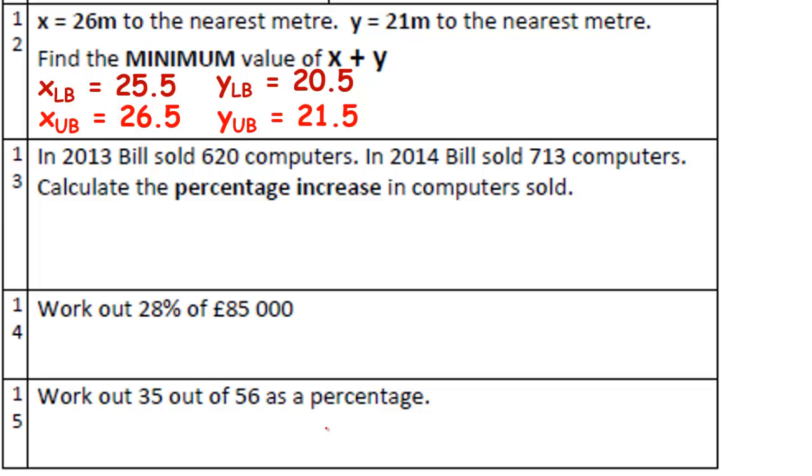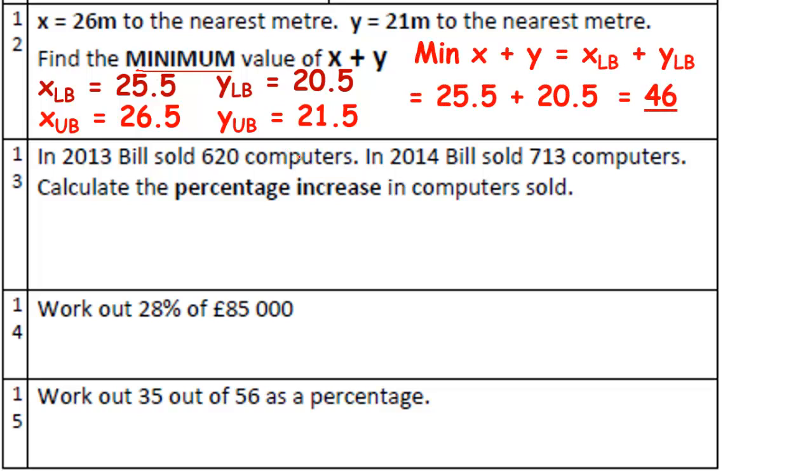So what's the smallest value I could get by adding one of these X values to one of these Y values? So it will be from using the lower bound. So the lower value of X plus the lower value of Y will give me the minimum, the smallest it could be. So I'm going to use the lower bounds, 25.5 plus 20.5, and that gives me 46. Be very careful with this and make sure you do understand this.